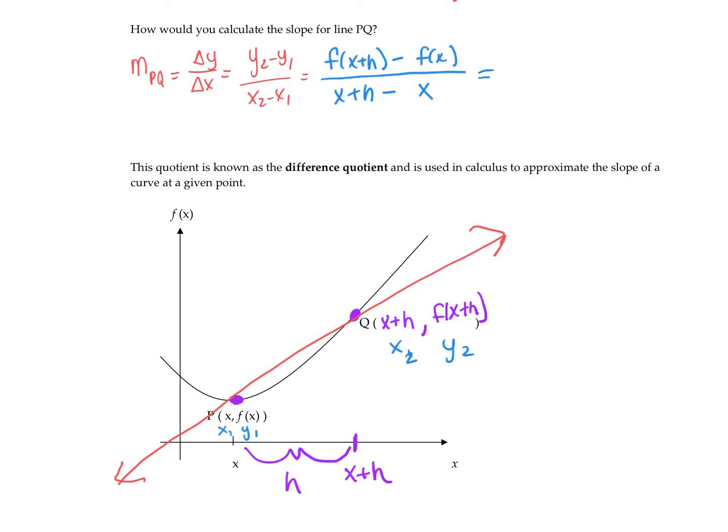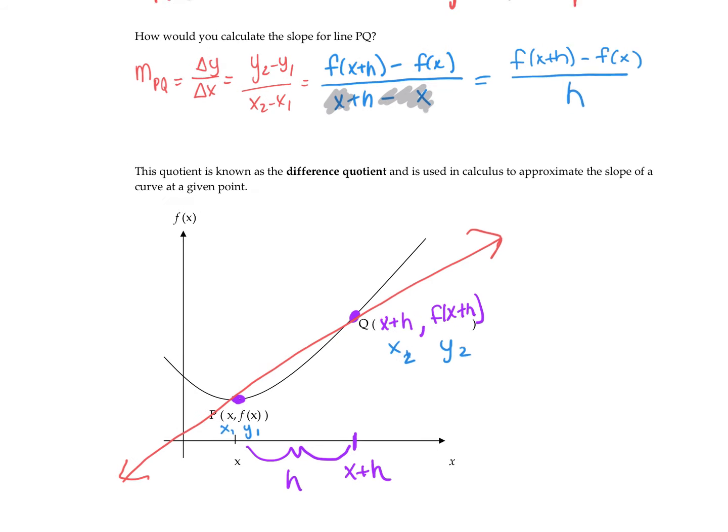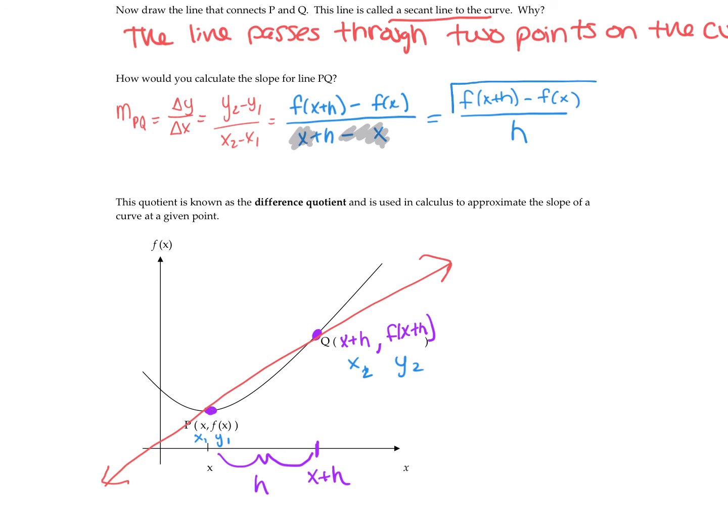Now this will simplify. My top will not simplify because I can't simplify the function in terms of x plus h or the function of x. But in the denominator, I see I have an x and a negative x. So those will simplify, so this will all just be over h. So this is the formula we're going to use when we are trying to find the slope of a curve. This quotient is known as the difference quotient.